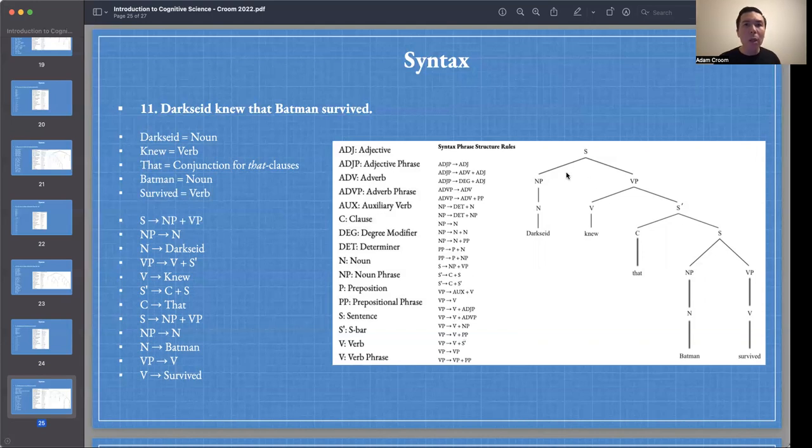And then nothing new right here. We know that an S takes an NP and a VP. So in this case, the NP is an N, which is Darkseid, and the VP is knew that Batman survived. And that's how we get this very cool structure: Darkseid knew that Batman survived.